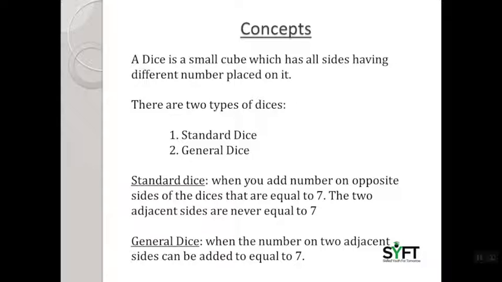There are two types of dice. One is standard dice and the second one is general dice. In standard dice, when you add the numbers on opposite sides, they always equal 7. But two adjacent sides are never equal to 7. That means if one side has number 1 on it, the opposite side will have 6. If the top has number 3 on it, the bottom of the dice will have 4. But in general dice, two adjacent sides can add to 7.